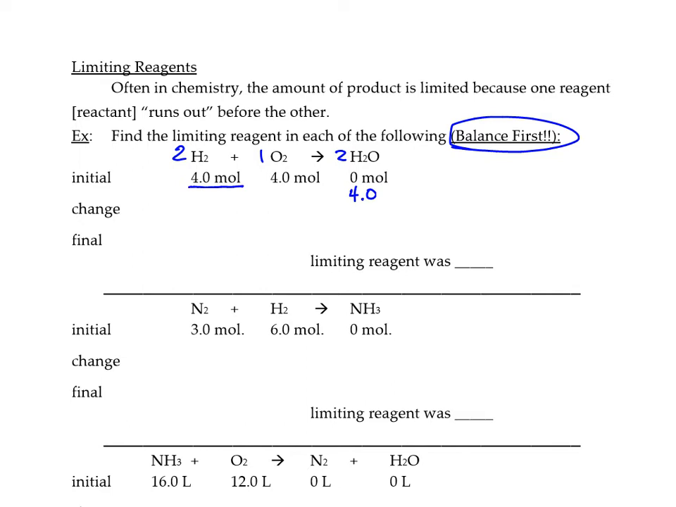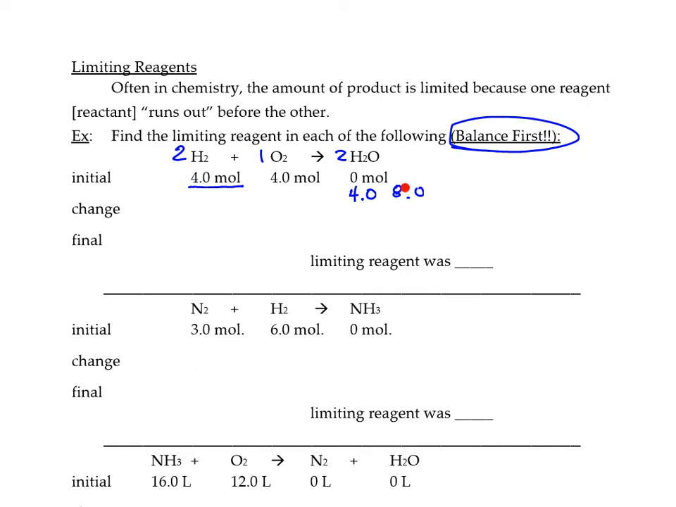Okay, now I'm going to bridge from this 4. And again, you could use proportions, you could use conversion factors. The bridge is clearly a quicker way, but you can use whatever way you want. So 4 divided by 1 times 2 is 8. So I'm going to write that answer over here. So let's think about what this tells us. This tells us that if I use all 4 moles of hydrogen, I can make 4 moles of water. But if I use all 4 moles of oxygen, I can make 8 moles of water.